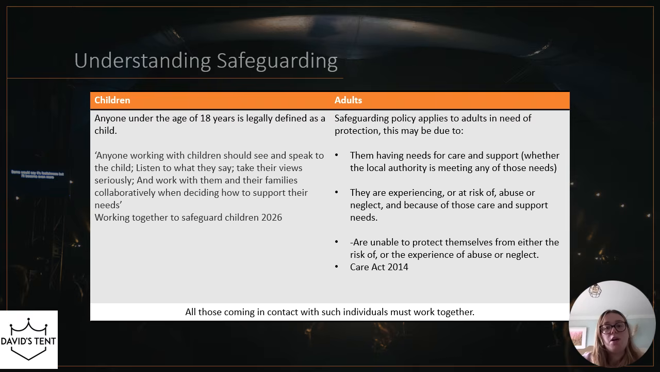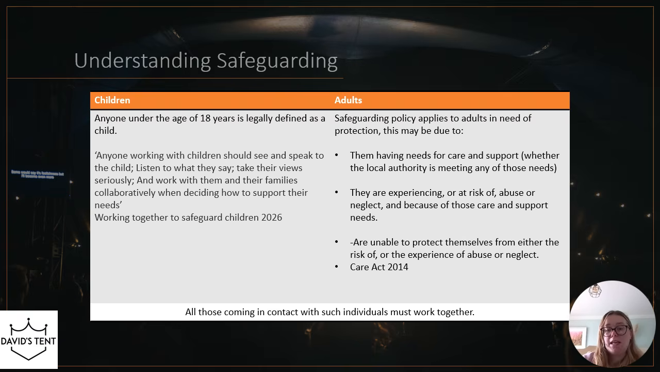For adults, we still have a safeguarding policy that applies to adults which we say are in need of protection, and this might be due to a number of different reasons. It could be because they have a need for care and support. It might be that this is done through private care or the local authority.